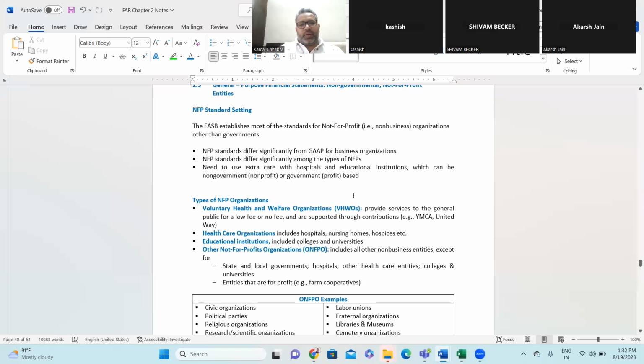So the not-for-profit organization standard differs slightly from GAAP, and the not-for-profit standard differs significantly among the types of NFPs also. So maybe one is a trust, one is a society, one is for educational purposes, one is for hospital purposes, one is a museum, one is a library. So the accounting treatment for different types of not-for-profit organizations would also differ from each other.